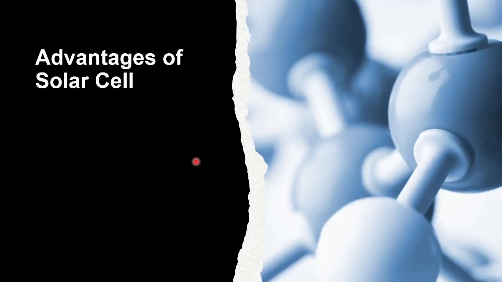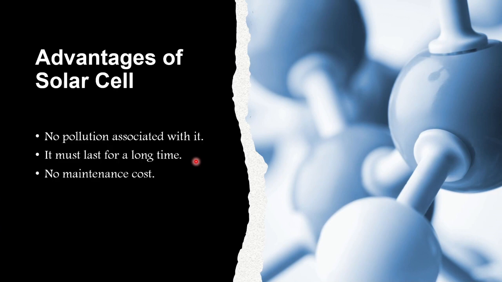Moving on, we'll see the advantages of solar cells. The advantages are fairly obvious, as there is no pollution associated with it. Well, no pollution is not necessarily true, because there will be some sort of pollution during the production of solar cells, but when compared to other energy resources, it is insignificantly low. After production, there is almost zero pollution. The advantages are that it will last for a long time, and there is no maintenance cost unless we have tiny repairs because of some external factors.